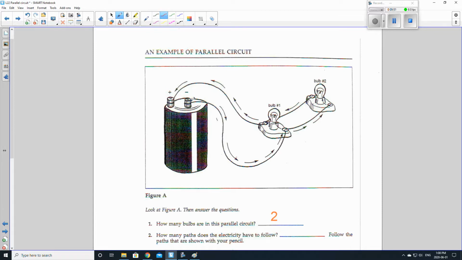So the electrons exit from the negative terminal. They go down through here. They have a choice. They can go through this light bulb right here and then go back. That's one path, and I'm going to use another marker, so that you can also go through here as well.